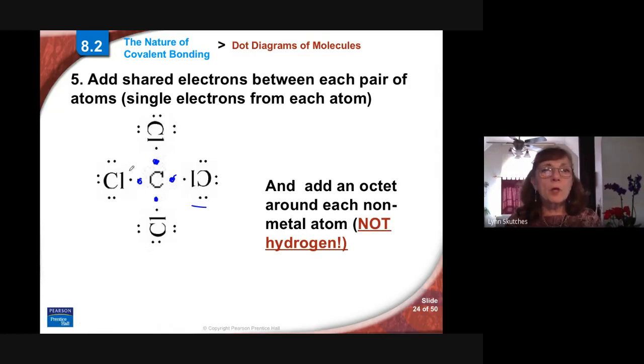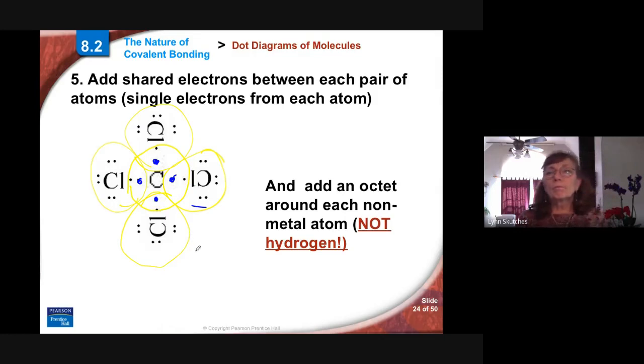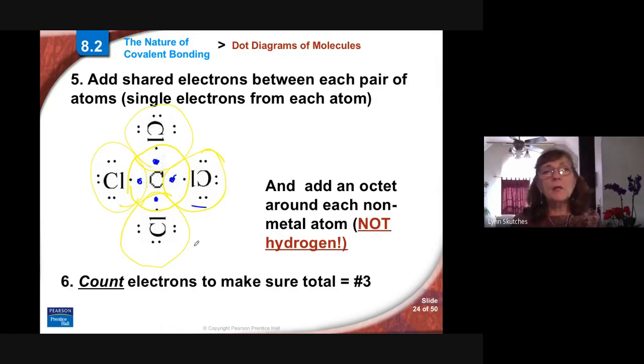So 4 from carbon plus 1, 2, 3, 4 from the chlorines. Chlorine has 7, borrows 1 from carbon part of the time. So does this one, so does this one, so does this one. And then just double check your dots, right? So 7, and one's 8, 8, 8. I got 32. I'm good. Okay.